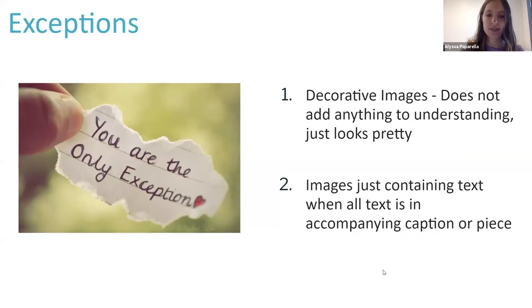So, some exceptions. There are also decorative images. These do not add anything to understanding. They just look pretty. And there are also images just containing text, when all the text is in the accompanying caption or piece. On the left here, we have an image of somebody holding a piece of paper between their fingers, it looks like their thumb and maybe their forefinger. The background is a blurred green. And on the written lined paper, it says, you are the only exception, with a little red heart. Okay, next slide.